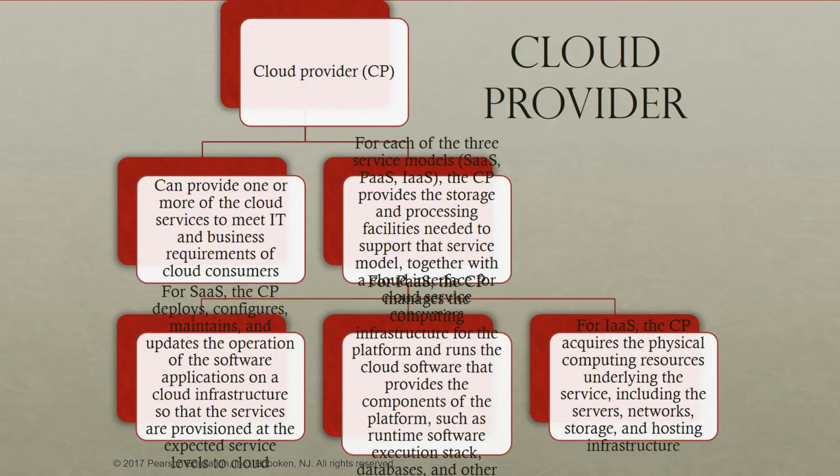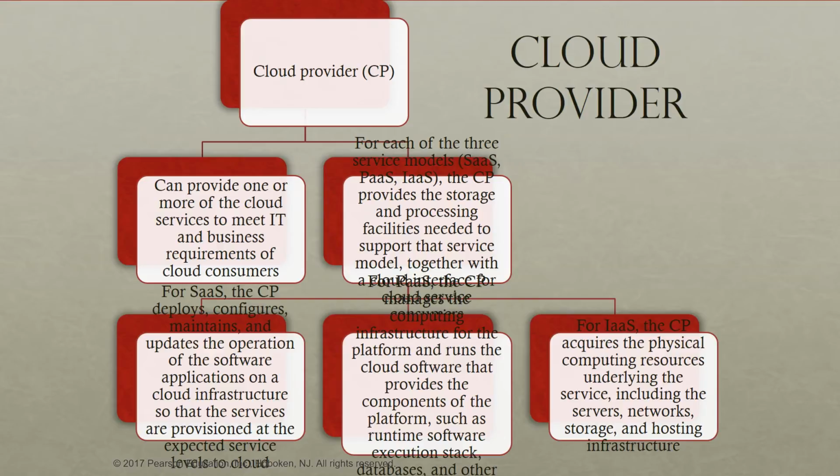The roles of the cloud consumer and provider have already been discussed. To summarize, a cloud provider can provide one or more of the cloud services to meet IT and business requirements of cloud consumers. For each of the three service models, SaaS, PaaS, IaaS, the CP provides the storage and processing facilities needed to support that service model, together with a cloud interface for cloud service consumers.